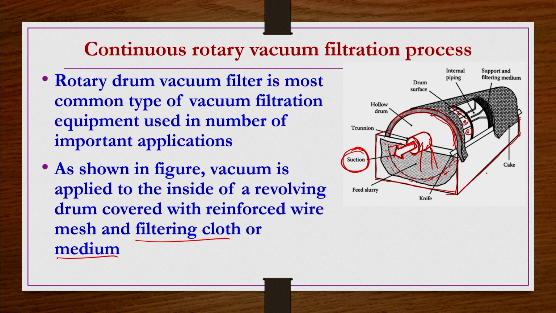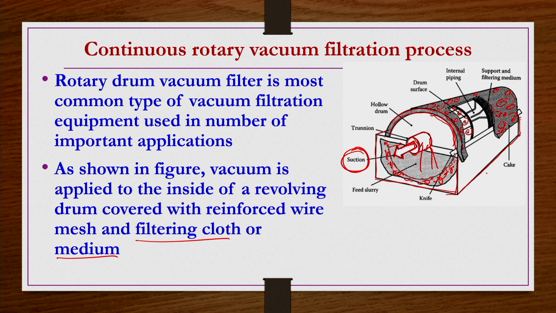And it is continuously rotating, so solids are continuously deposited on the surface of the filter medium that covers the drum. So, we get a kind of cake formation, right. When the drum rotates, sometimes some portion is in the slurry tank, and then when that part comes to the top, it has a layer of solids.